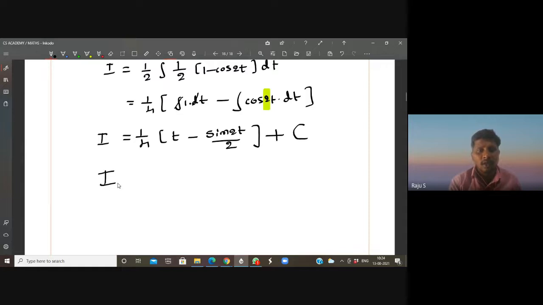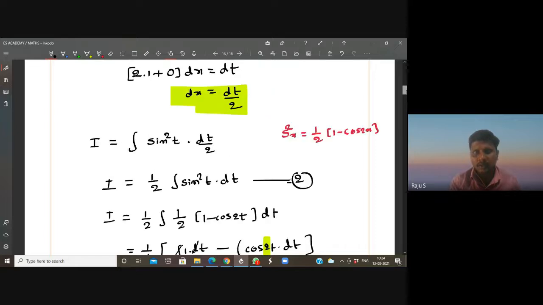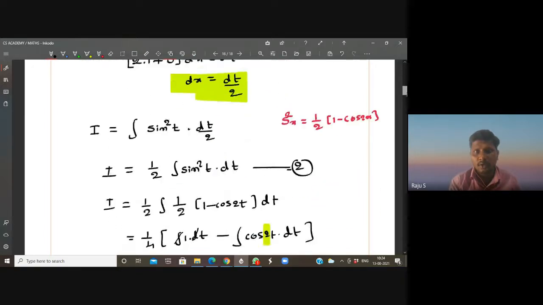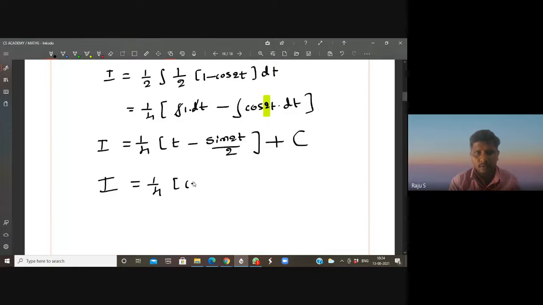But the question is in terms of x, so the answer also we require in terms of x. So what is t? t is 2x plus 5. So it is 2x plus 5 minus sine of 2 times of 2x plus 5, all divided by 2, right? Plus c. This is the answer. Even if you want to multiply, you can multiply here.